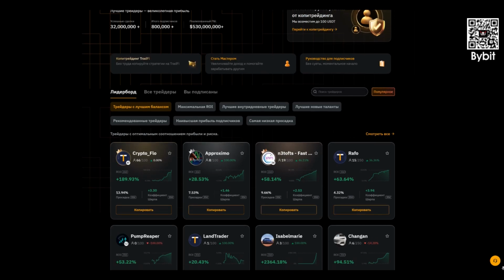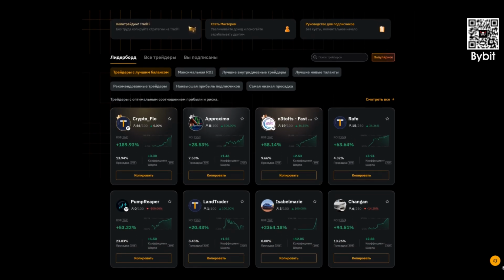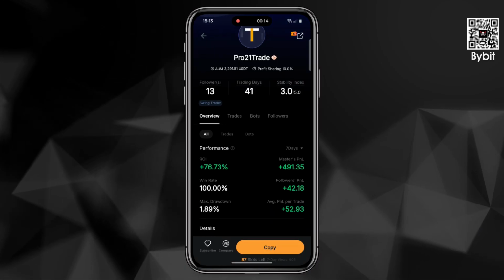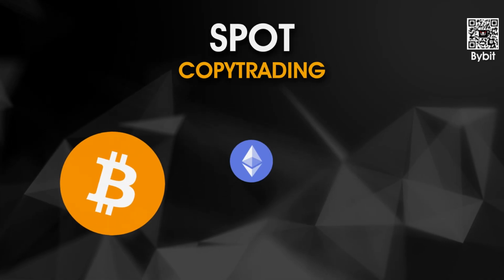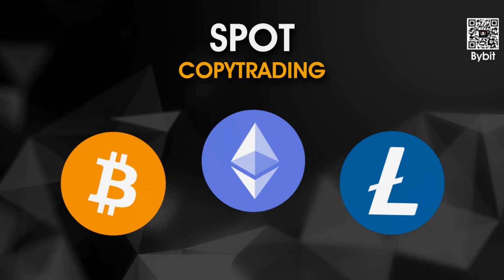Now onto the exciting part, copy trading. This tool allows you to entrust your deposit to professional traders and automatically replicate their trades. Essentially, you select a suitable trader and their orders are executed on your account in real time. Bybit offers two types of copy trading. Spot trading. Here, you buy and sell actual coins like Bitcoin, Ethereum, and other altcoins. It's a more relaxed option for long-term trading.